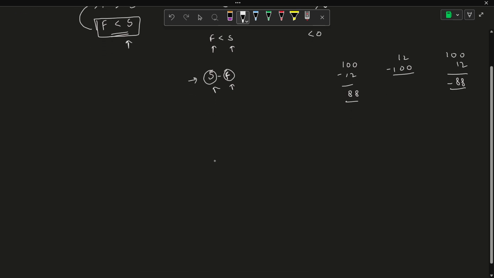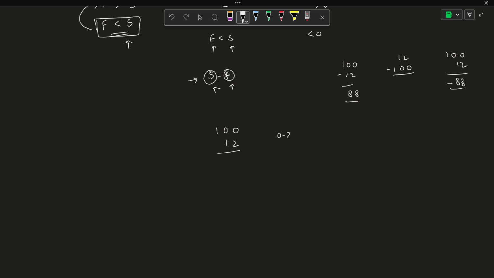So how do we actually solve this problem? To solve this problem, we need to go a little bit deeper into basic subtraction concepts, right? So let's first do 100 minus 12. What we do here is, we just do normal carrying or borrowing operations, right? So we have 0 here and 2 here.